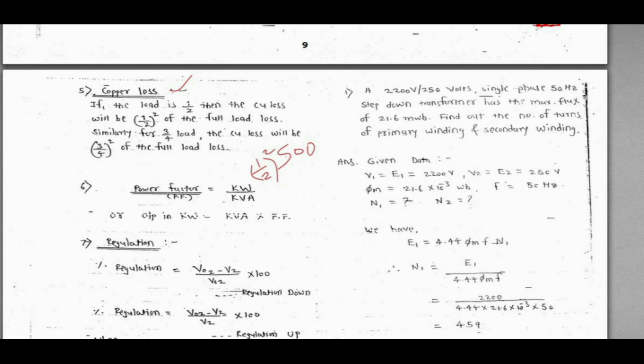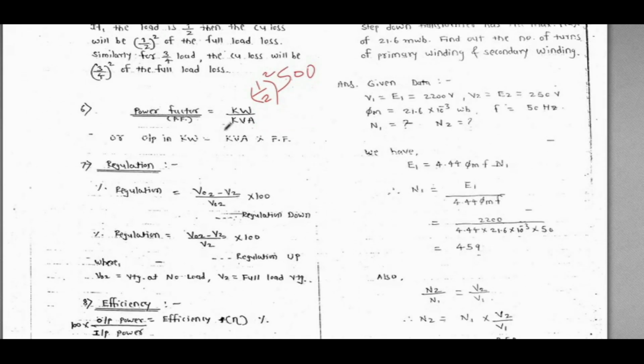Then next one is a power factor. There are so many formulas to calculate power factor. Power factor is equal to kW divided by kVA. Okay, or output in kilowatt is equal to kVA into power factor. Kilowatt is kVA into power factor, you can write this. Okay, then this is the power factor formula, or if you want to calculate kW, kW is equal to kVA into power factor.